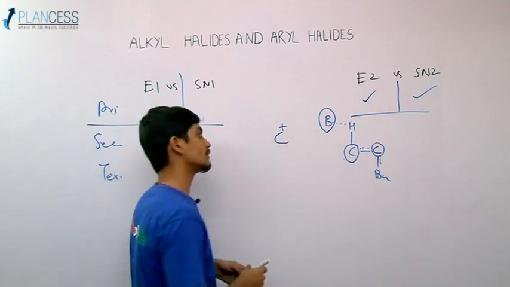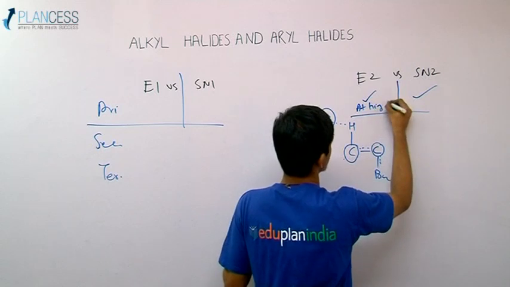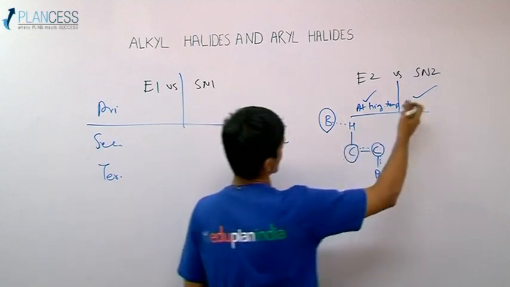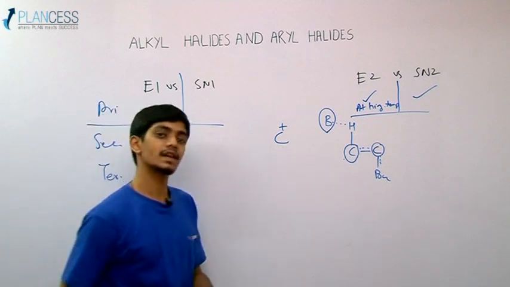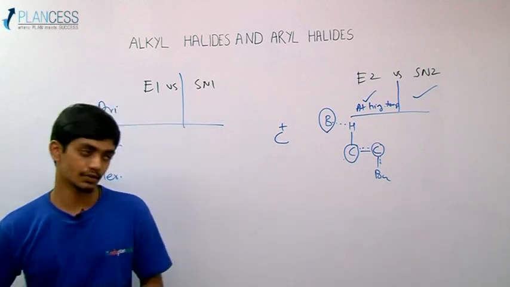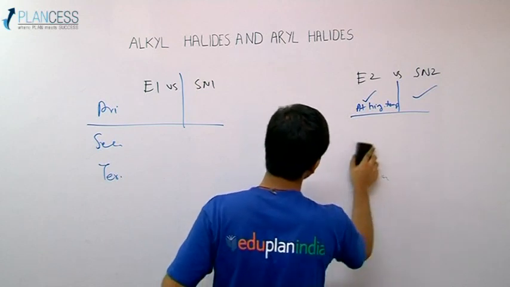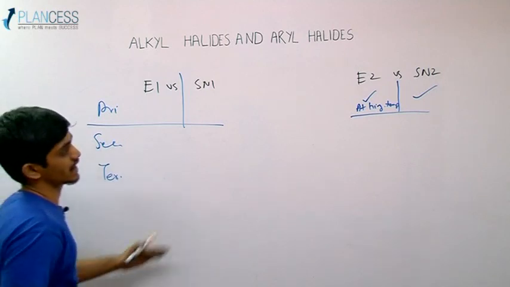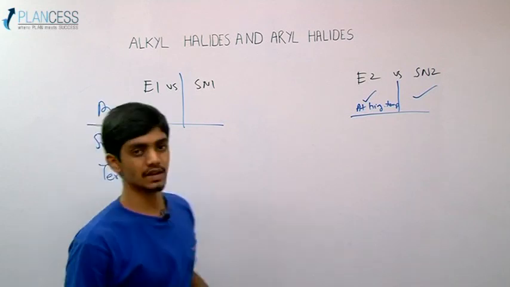If both are small, then we can have E2 at higher temperatures, but if both are quite small in size, then we can have SN2 at lower temperatures. If we go for higher temperatures, then elimination reactions in general are favored over substitution reactions. Fine. So this was primary halides. We discussed that E1 and SN1 are not so much favorable because they involve the production of the carbocation, but E2 and SN2 are very much favorable for the primary halides.